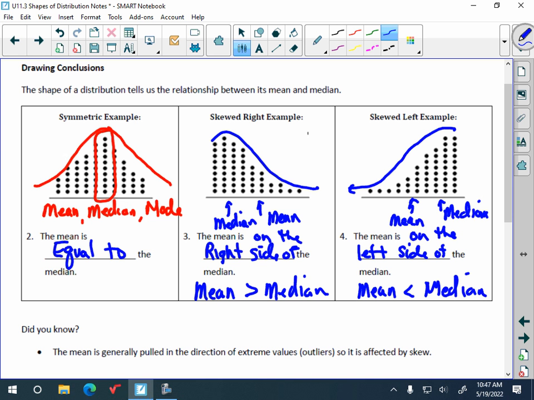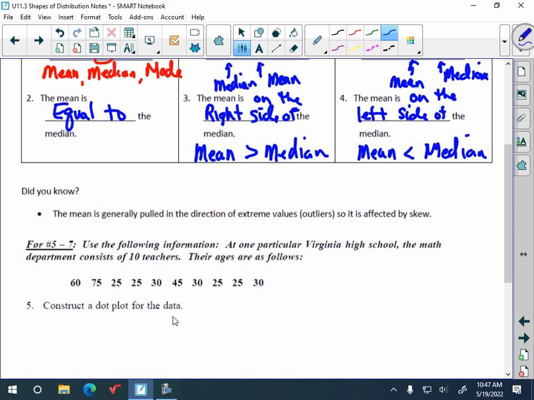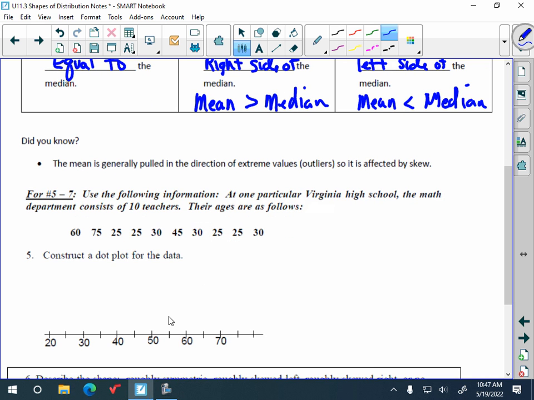Again, just think of this as a number line. Numbers on the right side are bigger. Numbers on the left side are smaller. All right, so again, that's what this is talking about. The mean is generally pulled in the direction of extreme values, called outliers. That's why it affects the mean.